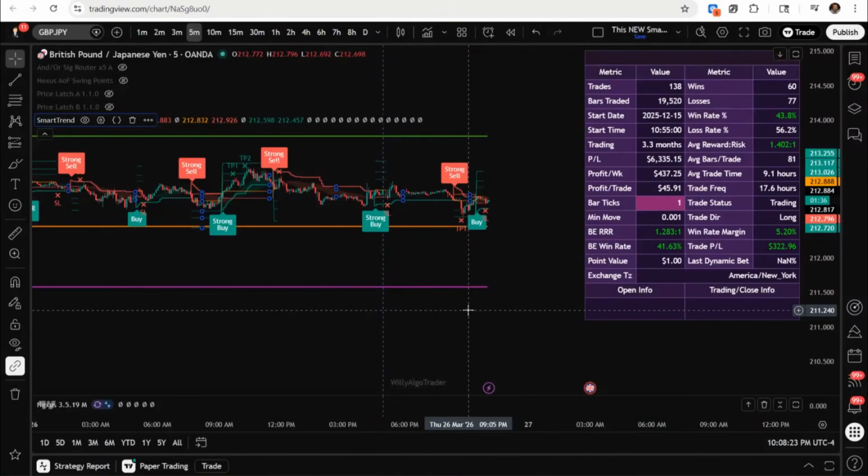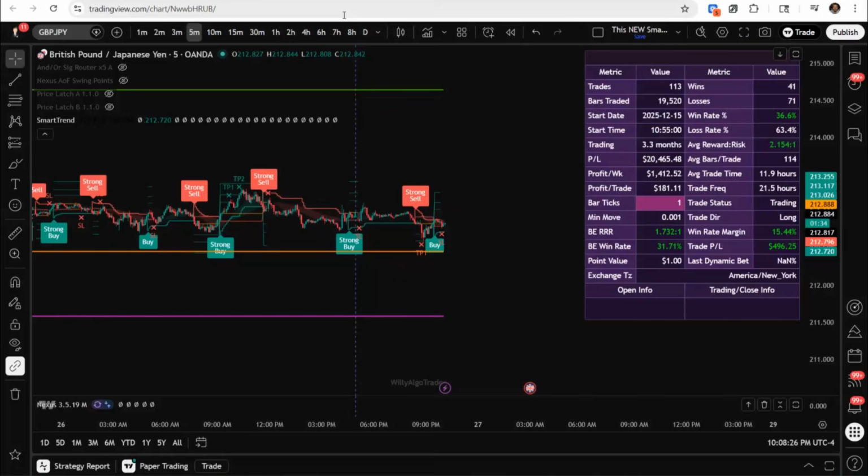Now, of course, we played around with the settings some like we normally do, and we came up with this version here, 36.6% win rate. So we dropped the win rate some, 113 trades altogether, 20,000 bars, look back, and about 3 months worth of trading. Puts our total profit and loss now at a gain of $20,465. Puts our total profit and loss per week at a gain of $1,412. So definitely better results, about a $1,000 gain per week. At $1,400 a week, it's not going to make you rich, but it's definitely going to put you pretty well off. So again, not bad at all.